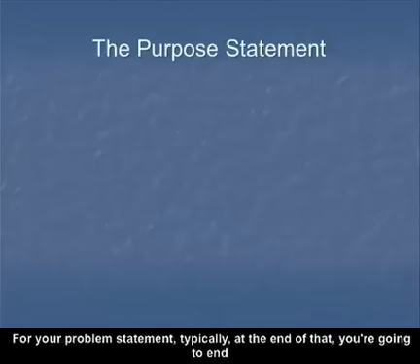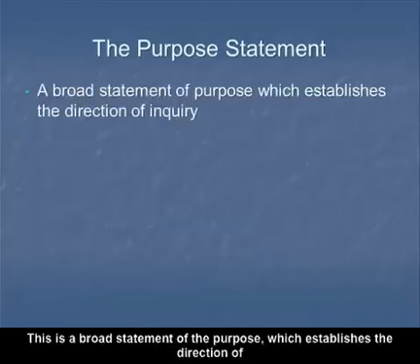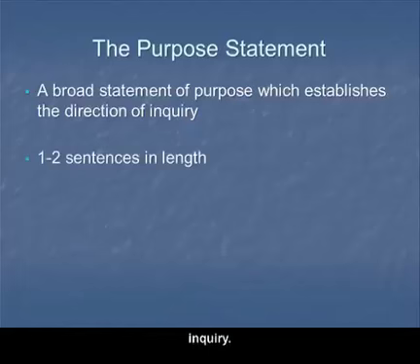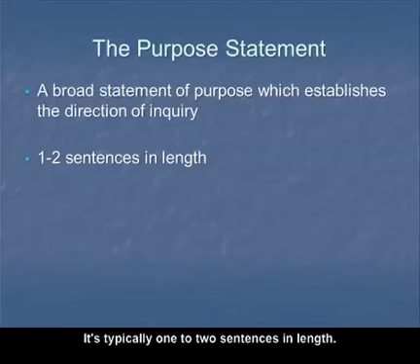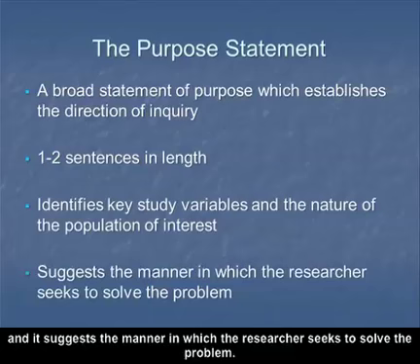From your problem statement, typically at the end of that, you're going to end with a purpose statement. This is a broad statement of the purpose which establishes the direction of inquiry. Typically it is 1 to 2 sentences in length. It identifies the key variables and the nature of the population of interest, and it suggests the manner in which the researcher seeks to solve the problem.